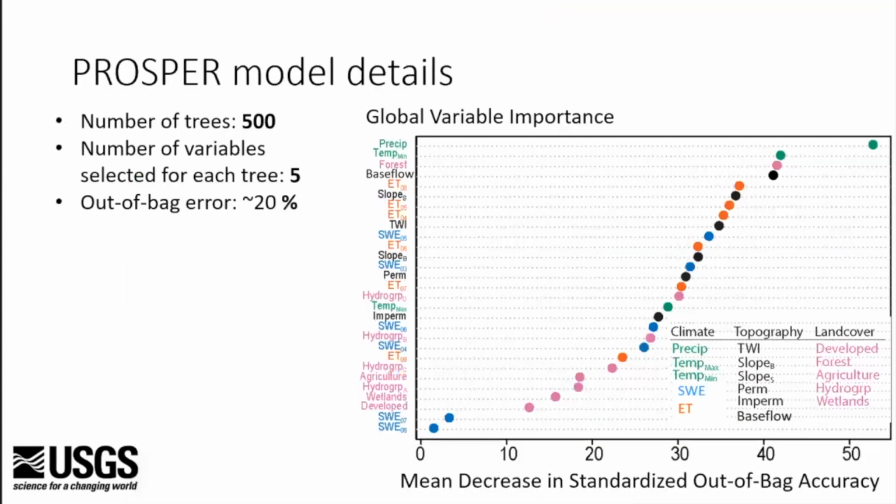Okay, and then just some details about the model. So just some housekeeping about the random forest. We set the number of decision trees to 500, and each has a subset of variables that are used to split the trees into these nodes or branches that classify a point as wet or dry. The number of predictor variables randomly selected to split the data at each node was set to 5.